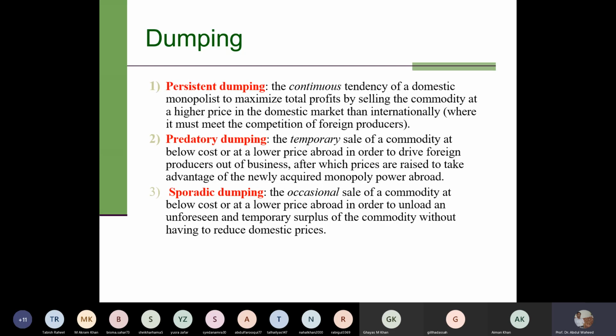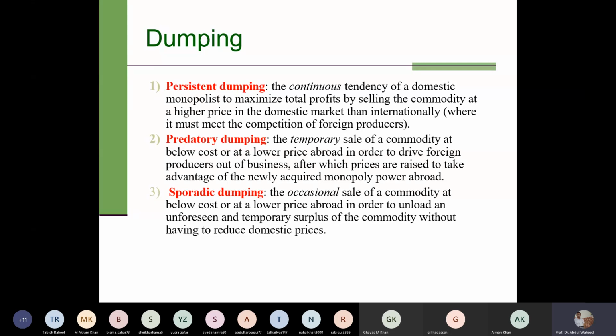So it means producers will suffer. They will be driven out of the business, and consumers will also suffer because of the higher price they will charge after predatory dumping. So this is not allowed. Dumping is not allowed even under WTO regulations. WTO says there should be free trade, there should be no restrictions. But if there is dumping, restrictions are allowed under WTO. We have to impose anti-dumping duty.